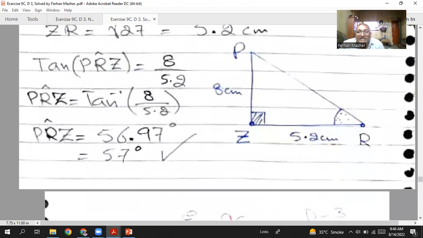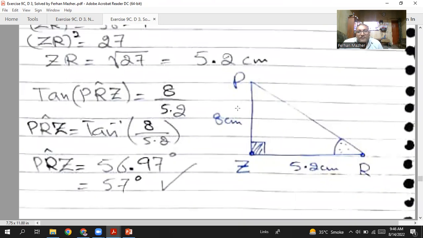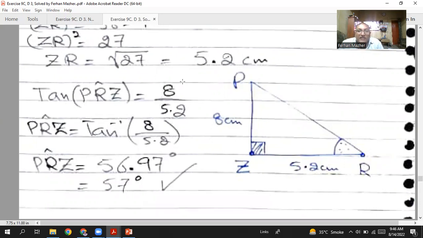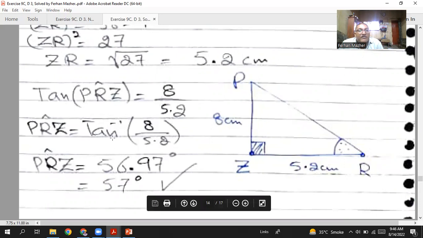And I want to know this angle. This is a right angle triangle, PZR. So if you want to find this angle, this is the base, this is the perpendicular, this is the adjacent side, this is the opposite side. So you can use the trigonometric ratio tan. Tan PRZ is equal to perpendicular by base, that will be 8 divided by 5.2. So PRZ will be equal to tan inverse of 8 divided by 5.2.